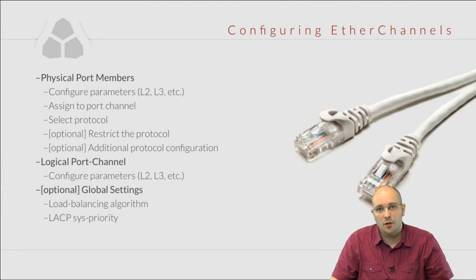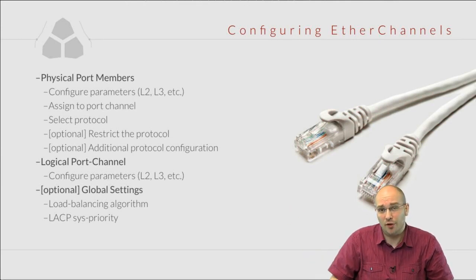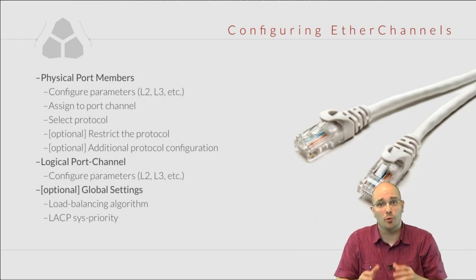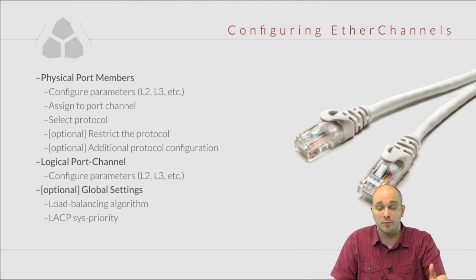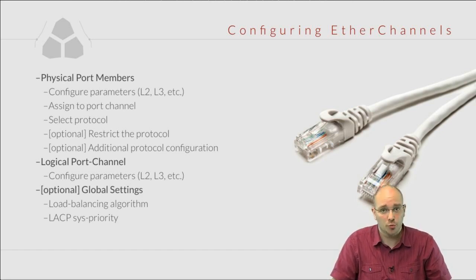The time has come to go through the configuration examples for EtherChannel. Here I have just a couple of guidelines for configuring EtherChannels, the necessary steps. The first thing is configure physical port members. Make sure that the configuration on ports matches. If you are using layer 2 or layer 3, are they going to be trunks, access ports, or dynamic ports? Then you need to assign the physical members, the physical interfaces, to a port channel group.